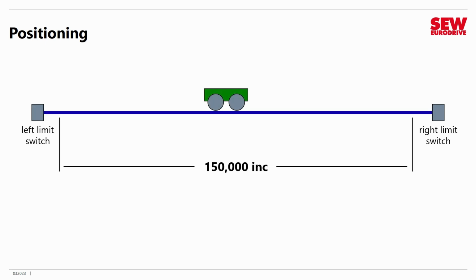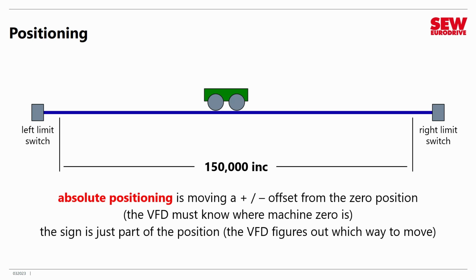Now, there is a second kind of positioning available to us called absolute positioning. It is a little different. You're moving positive or negative. Again, it's an offset, but it's not from where you are. It's from the machine zero position, the MZP. Everything is essentially absolute based on that position. Now, of course, what that means is the VFD must know where machine zero is.